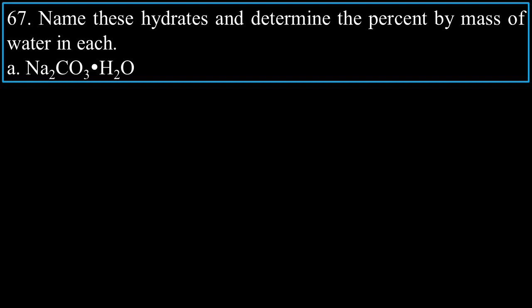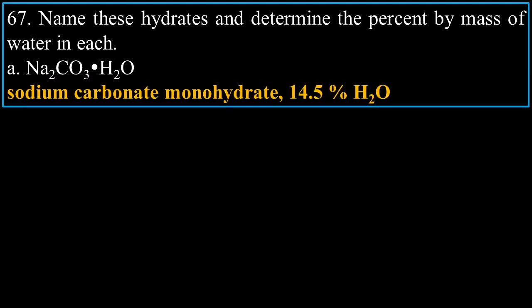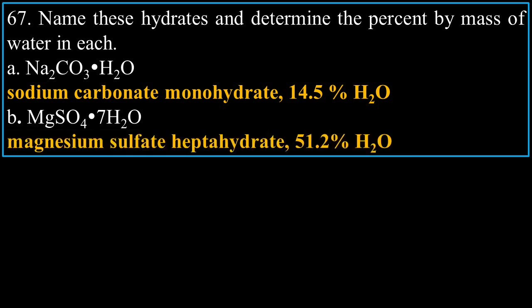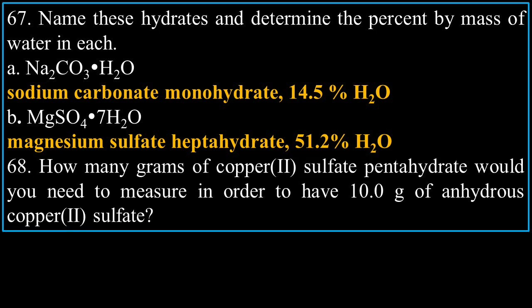Okay, so that's how you do that, and I'm going to be doing all of these very quickly, and I'm not going to be stopping to actually do the calculations, but you are responsible for those calculations and doing them in good measure on separate paper. Sodium carbonate monohydrate, 14.5% H2O. Magnesium sulfate heptahydrate, and that'll be 51.2% water.